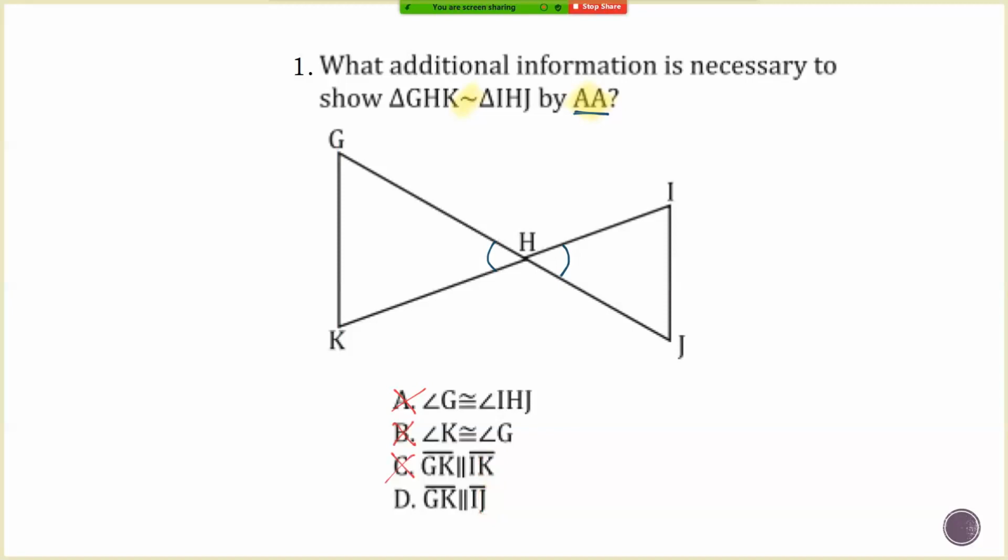So we're going to check the last one. The last one is that GK is parallel to IJ. If these two lines are parallel, we have alternate interior angles here and here. Is that enough information to prove these two similar by angle? Yeah, we can actually show that all three angles have a corresponding angle in the second triangle. So this one has to be letter D by process of elimination.